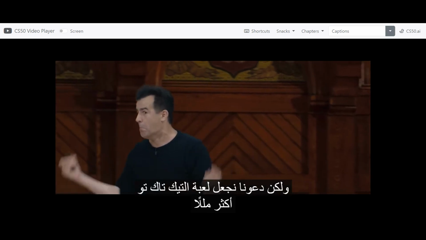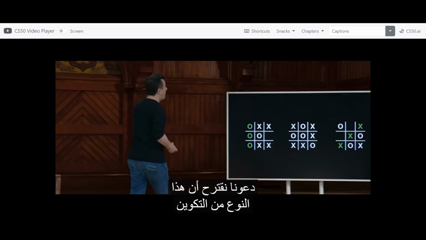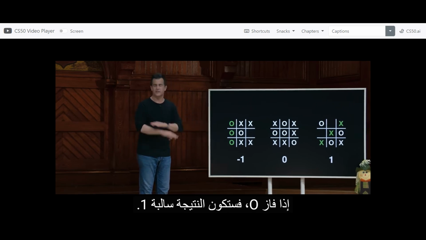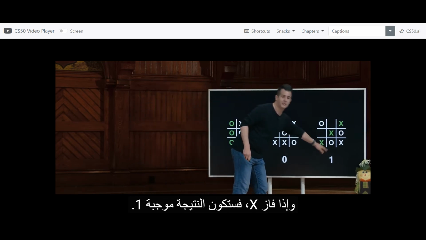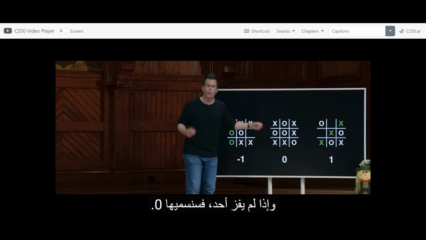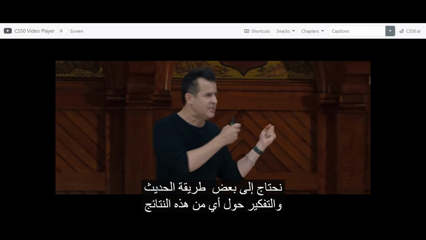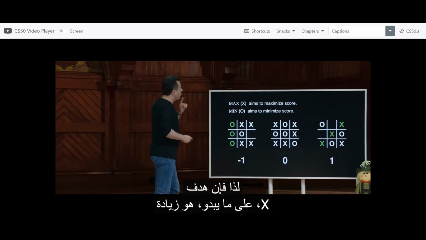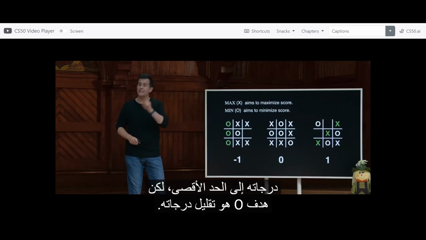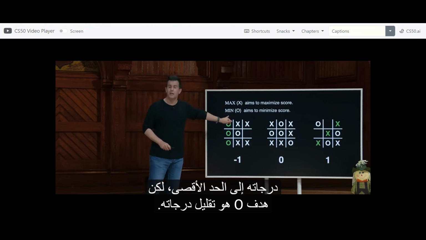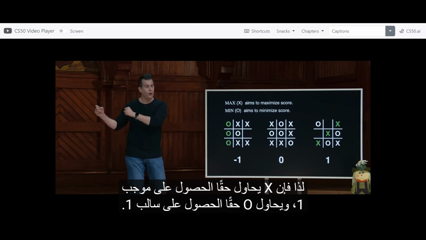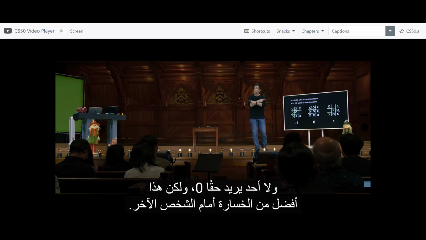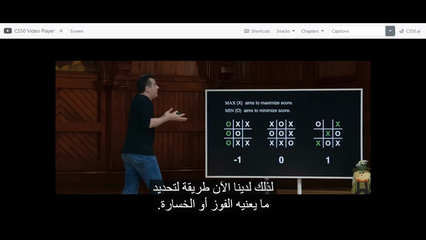But let's make tic-tac-toe even more boring than it might have always struck you as. Let's propose that this kind of configuration should have a score of -1. If O wins, it's a -1. If X wins, it's a +1. And if no one wins, we'll call it a 0. We need some way of talking about and reasoning about which of these outcomes is better than the other and what's simpler than 0, 1, and -1. So the goal, though, of X, it would seem, is to maximize its score. But the goal of O is to minimize its score. So X is really trying to get +1. O is really trying to get -1. And no one really wants 0, but that's better than losing to the other person. So we have now a way to define what it means to win or lose.